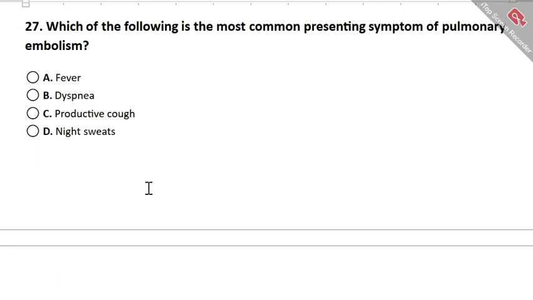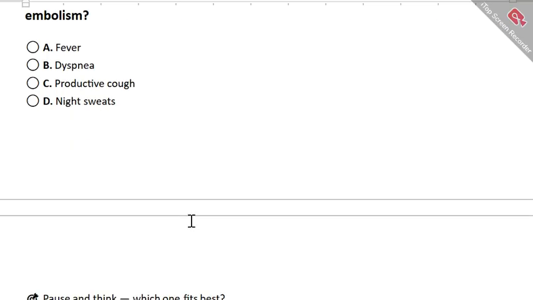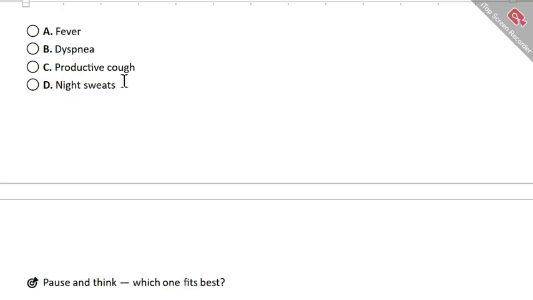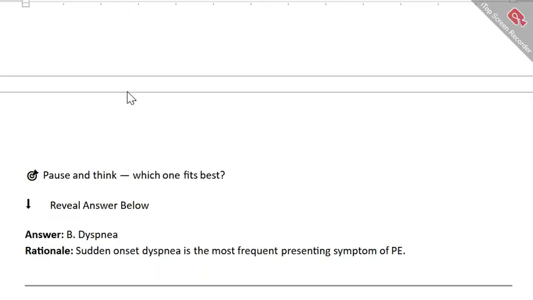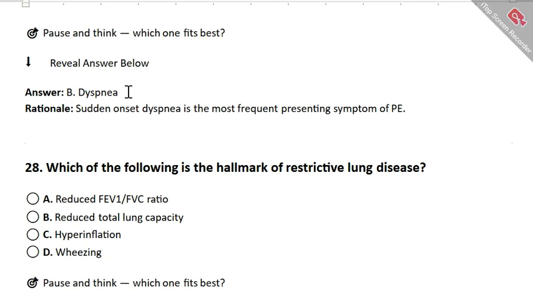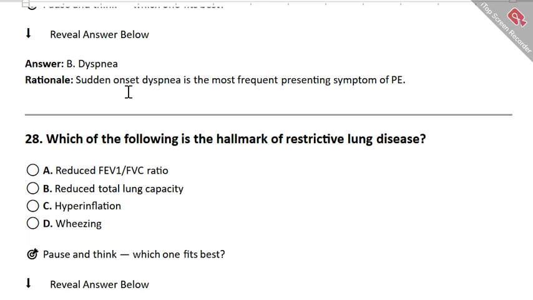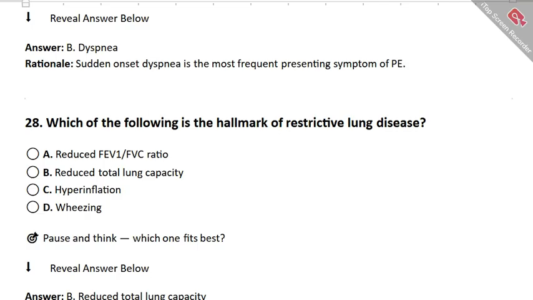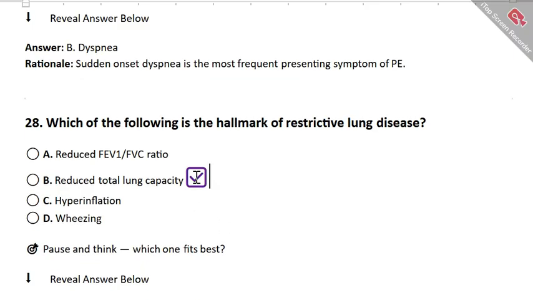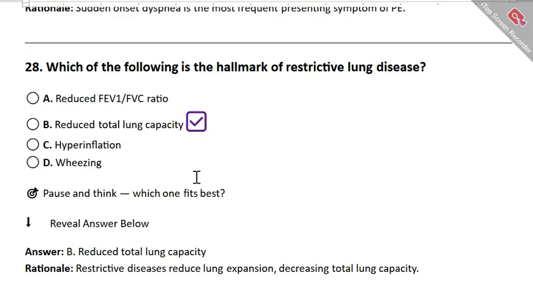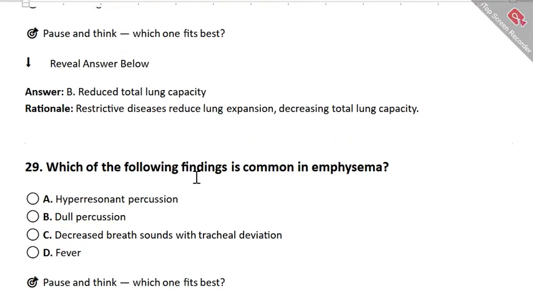Question number 27. Which of the following is the most common presenting symptom of pulmonary embolism? In this scenario, the correct option is option D, night sweats. Let's move to the next question. Question number 28. Which of the following is the hallmark of restrictive lung disease? The correct answer is option B, reduced total lung capacity. Let's move to the next question.